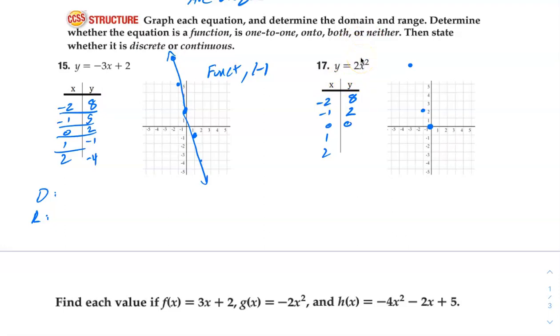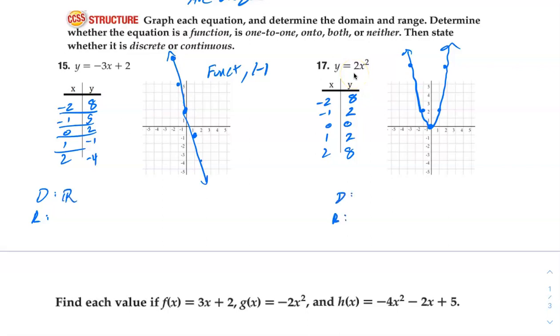Because with 1 squared, remember you square the 1 first, and then you times it by 2. And then same thing with 2. So you plug in 2. 2 squared is 4. 4 times 2 is 8. You get this thing. Nice parabola.